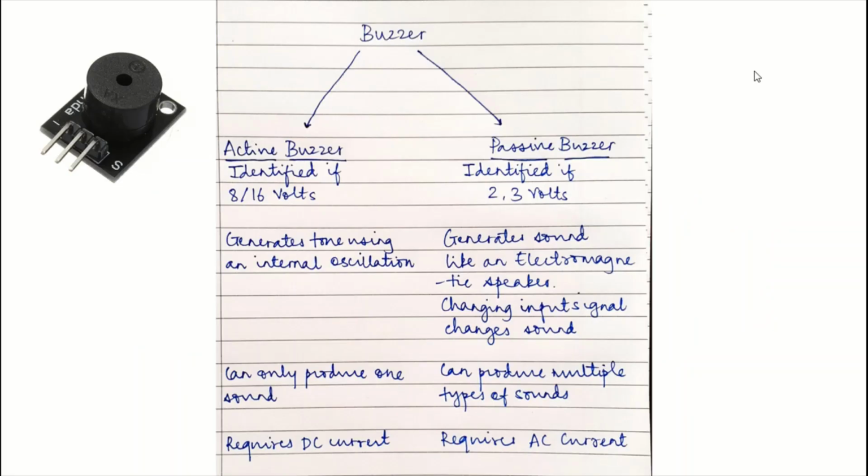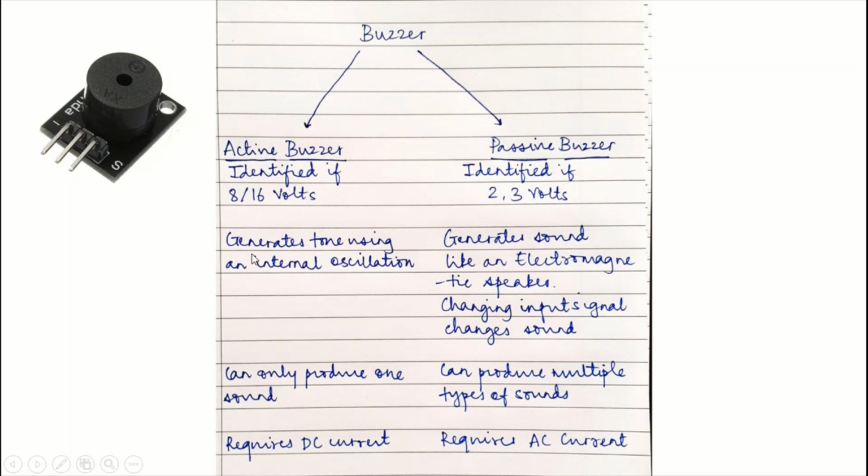In my project, I am using a passive buzzer module, and usually the active buzzer module and the passive buzzer module look the same, so to differentiate them is quite difficult. So these are some notes that I have made, and they will help us to identify if a buzzer module is active or passive in nature. An active buzzer module can be identified if it has 8 or 16 volts, and a passive buzzer module can be identified if it has 2 or 3 volts.